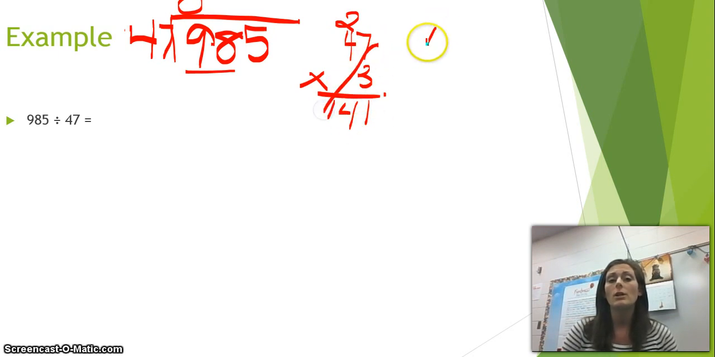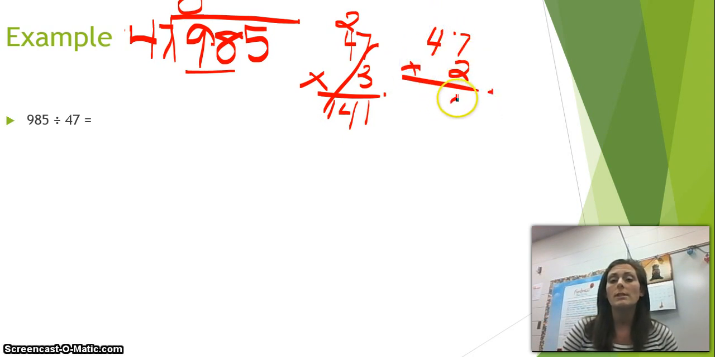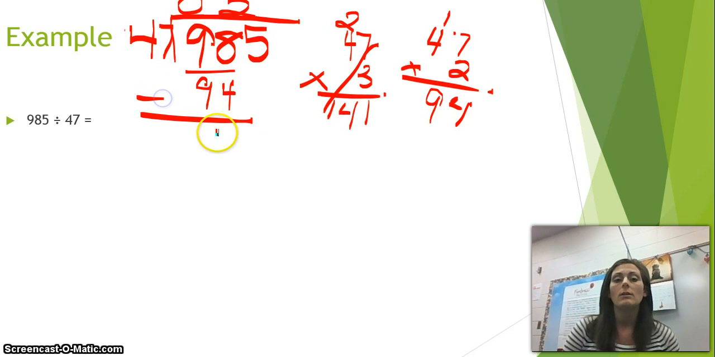So that's too much. So 47 times 2. 2 times 7 is 14. Carry the 1, that's 8. Plus 1 is 9. That's 94. So 47 goes into 98 two times. 2 times 47 is 94. 8 minus 4 is 4. Bring down the 5.